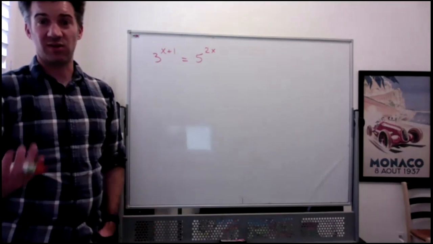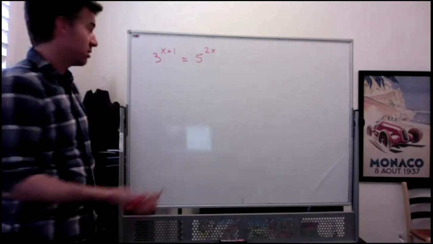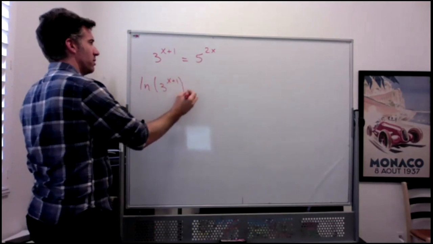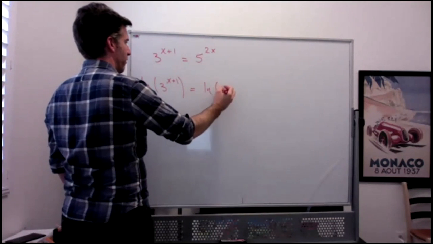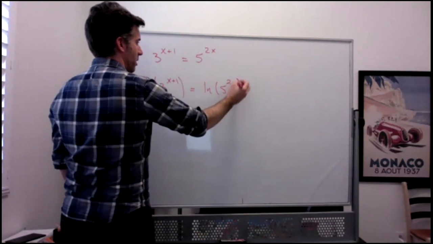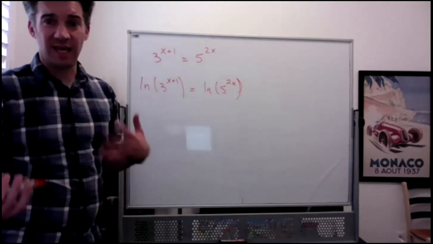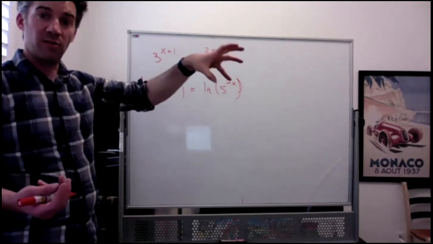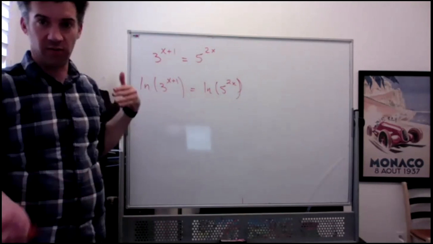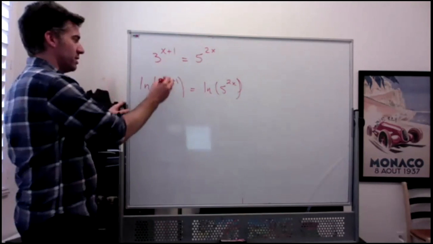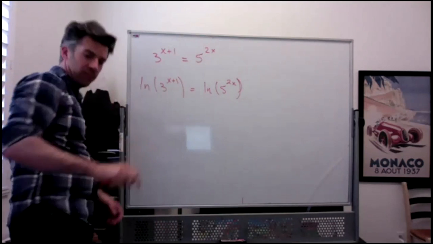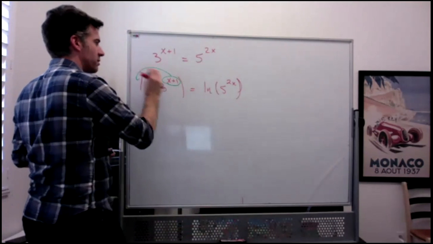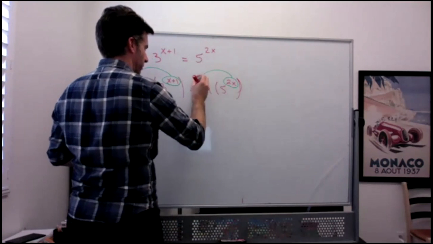Even with that said, we're still going to start by taking the natural log of both sides. So the natural log of 3 to the x plus 1 equals the natural log of 5 to the 2x. Now, the reason we take a logarithm of both sides of an equation is because a logarithm allows us to pull a variable out of the exponent into just like the regular place where everything lives. So we get to say this x plus 1 can come down in front, this 2x can come down in front.